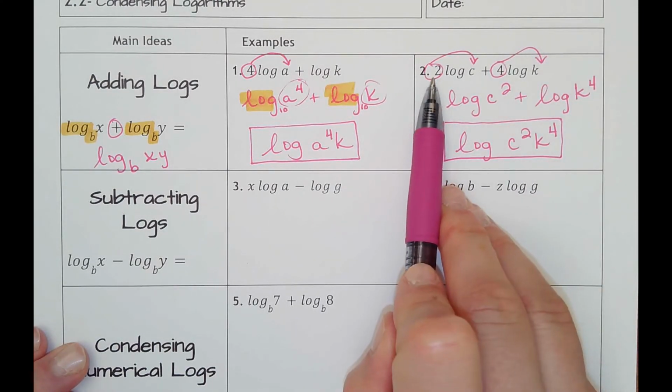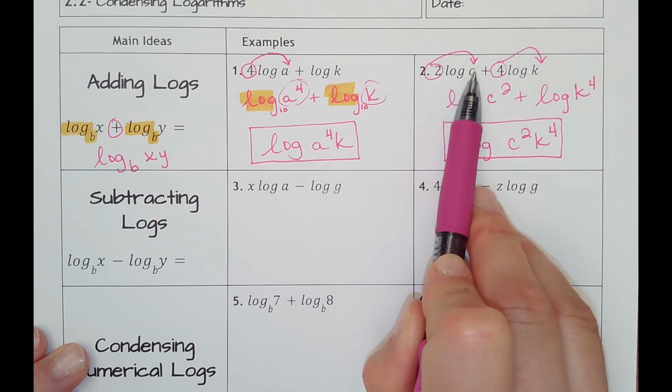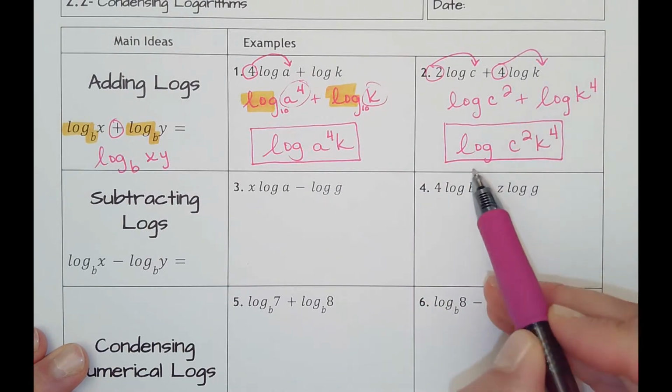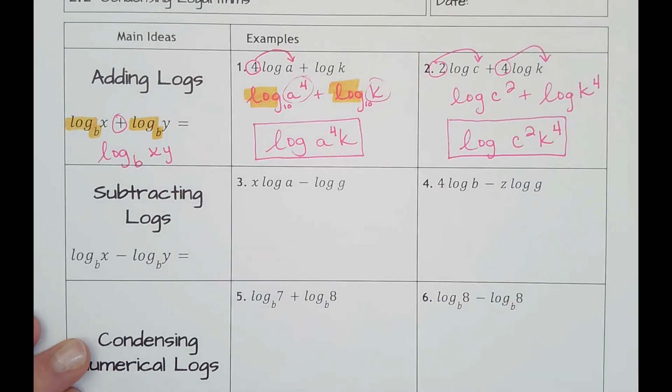Okay, you should have taken the numbers in front and moved them to being powers, and then we are adding logs, so then it would just be log of c squared k to the 4th.